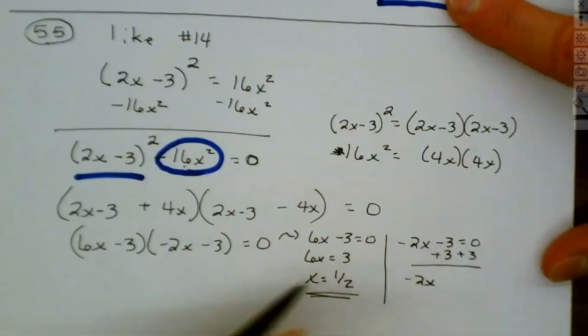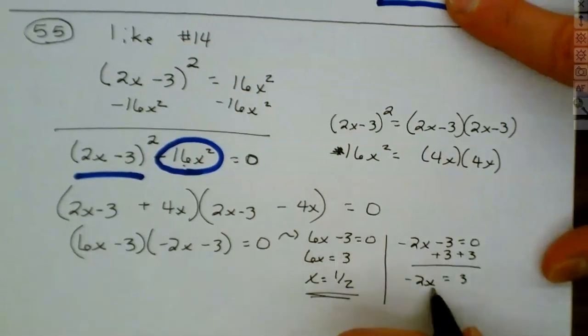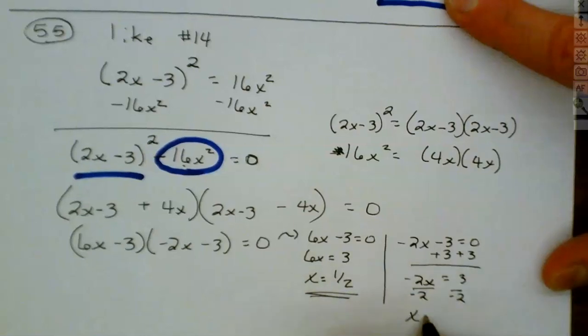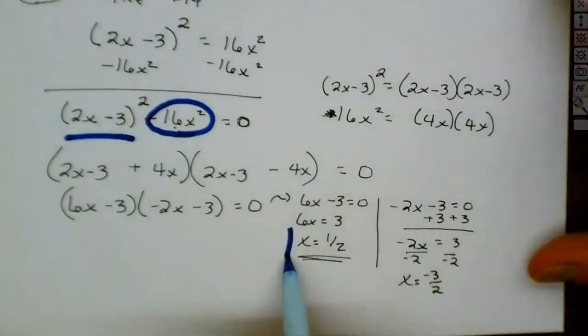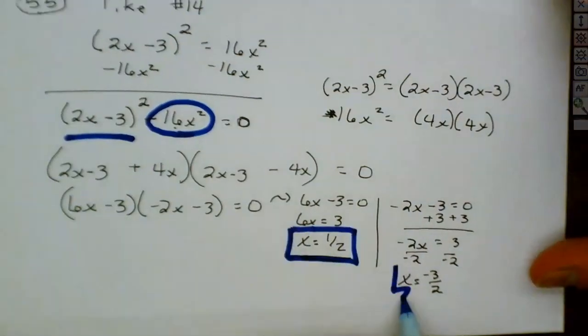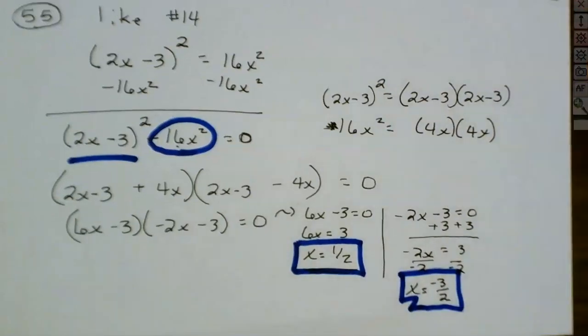So now we've got a minus 2x equals a positive 3. We'll divide by our negative 2. And there's our second solution. So x equals also a negative 3/2. And again, that is almost identical to question number 14 in your homework. That should now give you the tools that you need to completely finish 5-5. Now we're going to move on, and we're going to look at 6-1 and 2.